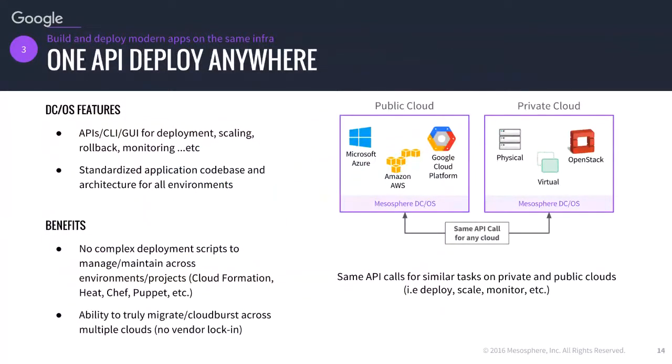You also have one API to deploy anywhere in any cloud infrastructure. No complex deployment scripts. You don't have to worry about writing Chef or Puppet. We give you the capability to do that out of the box. So we don't lock you into any particular infrastructure.